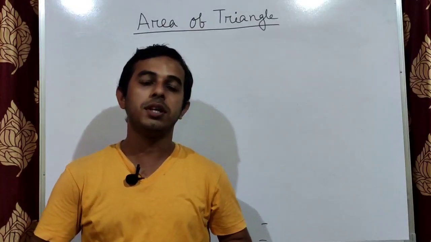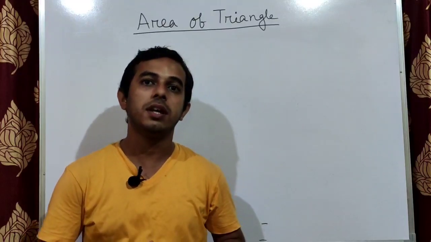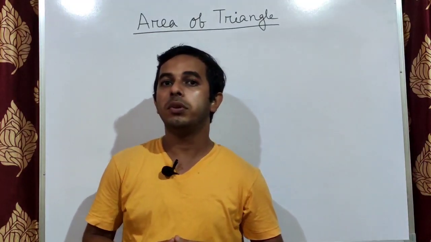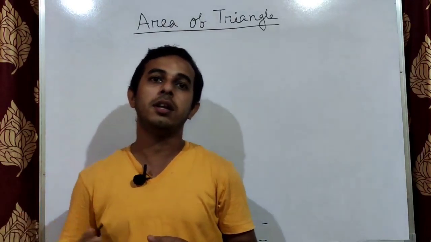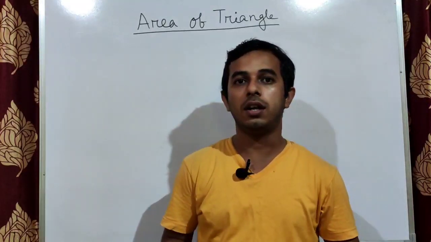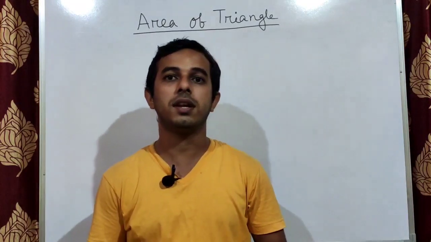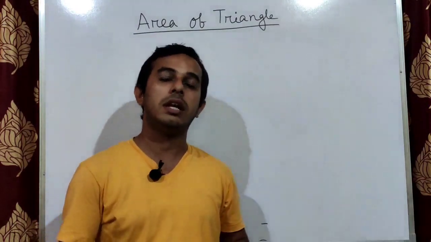Hello students, today in this video we are here with a new topic of chapter 13. We are moving towards the area of a new polygon, and the name of the polygon is triangle. So before starting, let us recall what a triangle is, how many angles there are, and what the types of triangles are. Clear?